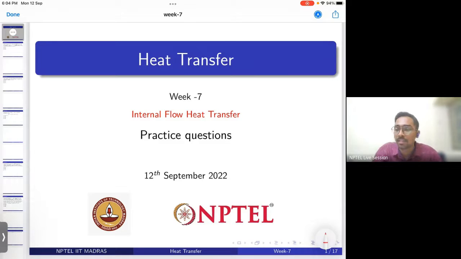So today we will be discussing the week 7 topics. Let's have a brief overview or recap of the week 7 topics. Week 7 topics was internal flow, meaning internal flow heat transfer, where the flow is taking place through a circular tube or duct. In the previous weeks, we discussed the flow over a flat plate. Now, here the flow is taking place over a confined surface, for example, flow through a pipe or a duct, etc.